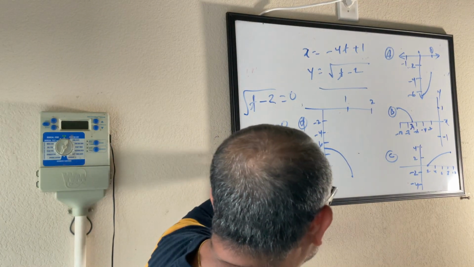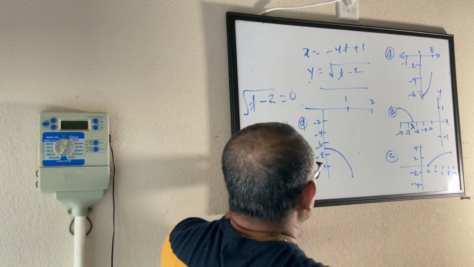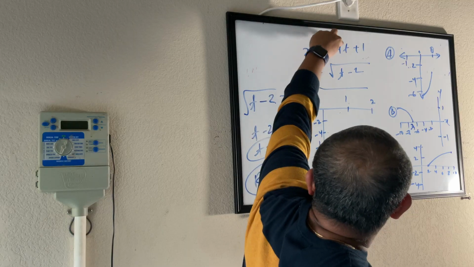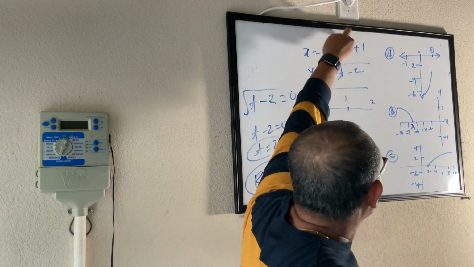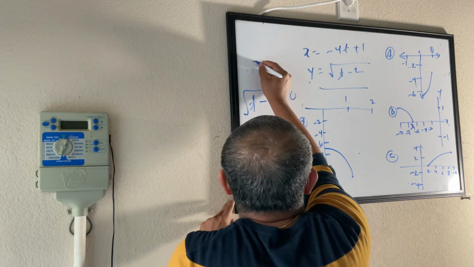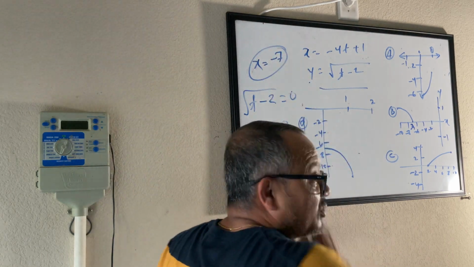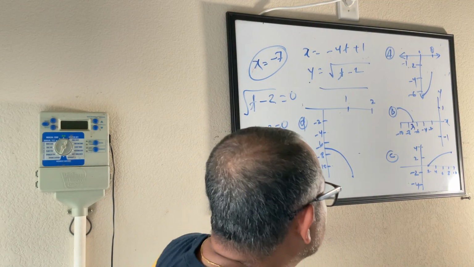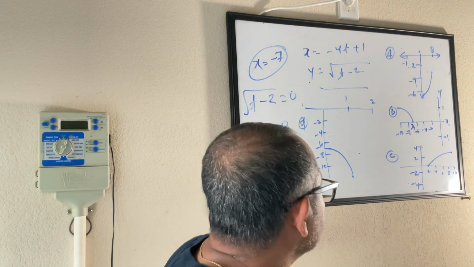So when t is equal to 2, that is when the y value is 0, meaning it's touching the x-axis. When I put t as 2, it becomes 4 into 2 is minus 8 plus 1. This is minus 7. So when x is equal to minus 7, that is where it is supposed to touch the x-axis. Let's see, out of the 4 graphs, where it is touching the x-axis at minus 7.